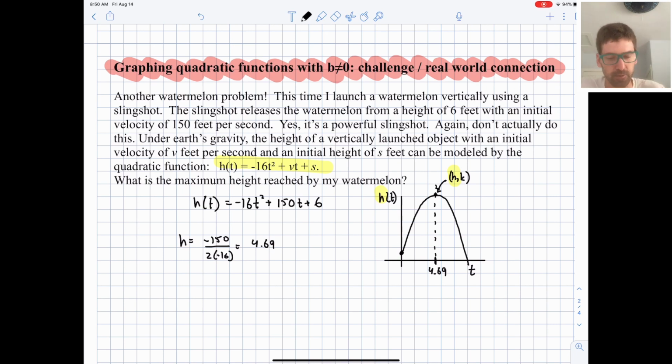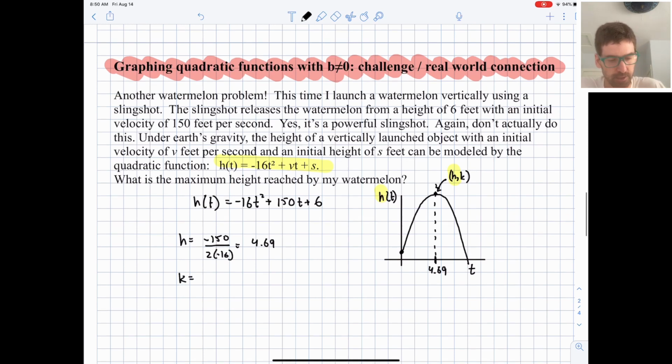Okay, so let's find its height, and we're just going to plug our h value into our function. So -16 times 4.69 squared plus 150 times 4.69 plus 6. Okay, so we're just going to crank that through our calculator and see what the k value is for the vertex. And I get a k value of 357.56, and this is all in feet.